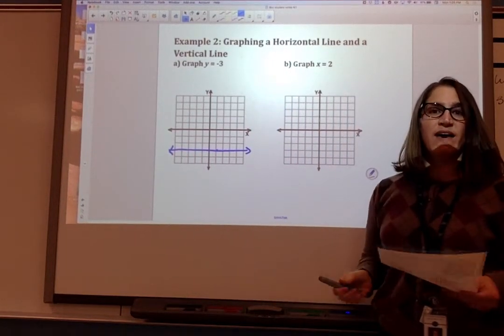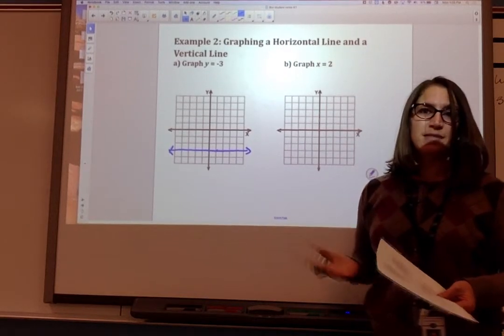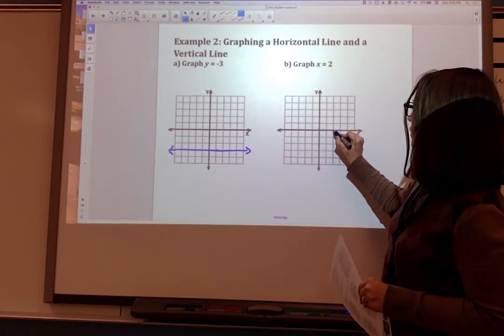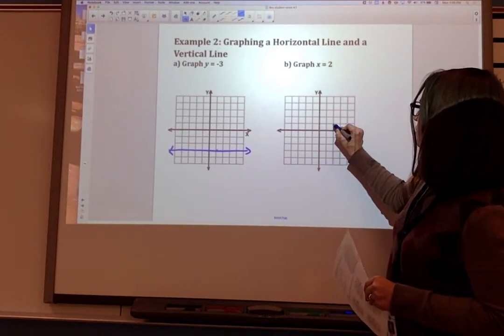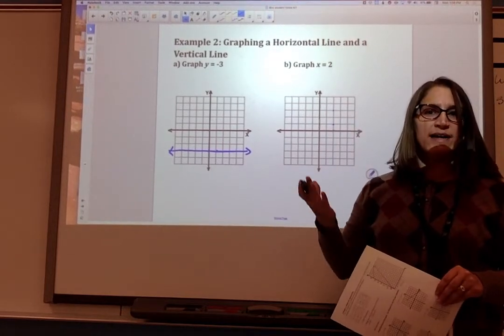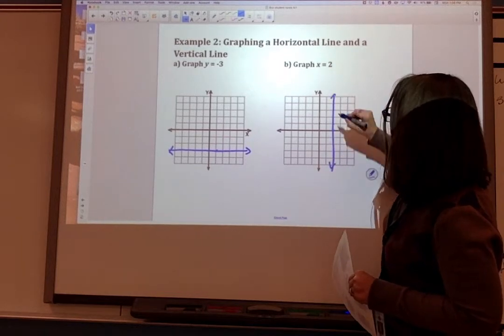For b, we have x equals 2. This time there's no y value in the equation, so it doesn't matter what y is, x is 2. So x is 2 and y is 0, x is 2 and y is 1, x is 2, y is 3. Whatever y is, x is 2. So that would be a vertical line.